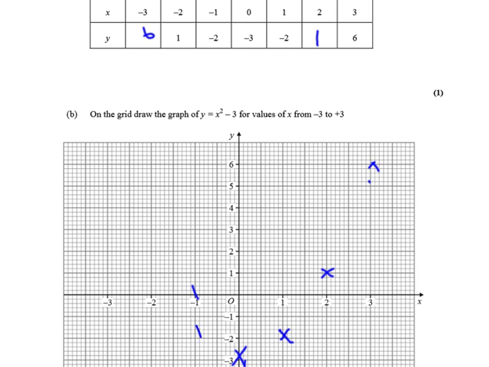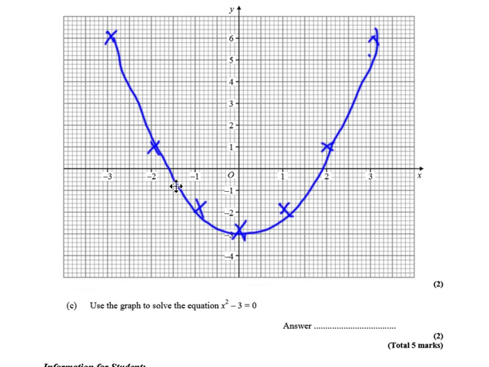Okay, then we're going to go for minus 2, 1. And finally, minus 3, 6. So we join these up with a nice smooth curve. And then finally for part c, x squared minus 3 equals 0. Where does the line cross 0? It crosses at 1.7 and at minus 1.7.